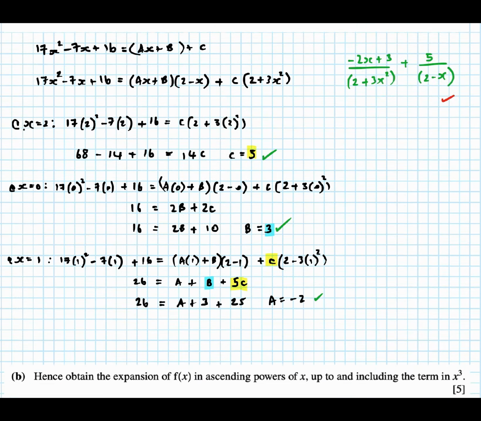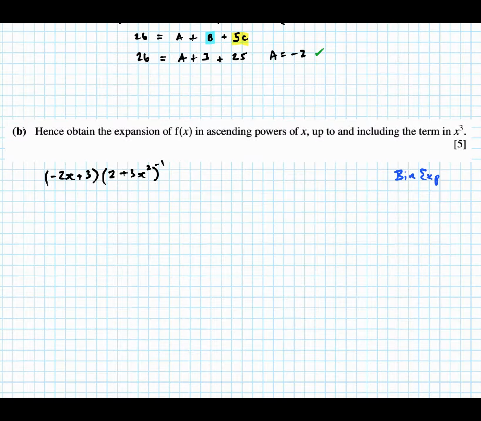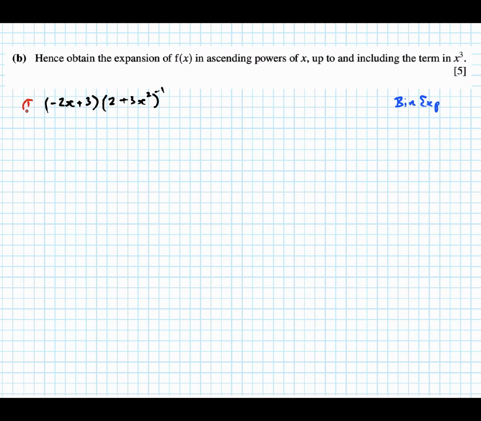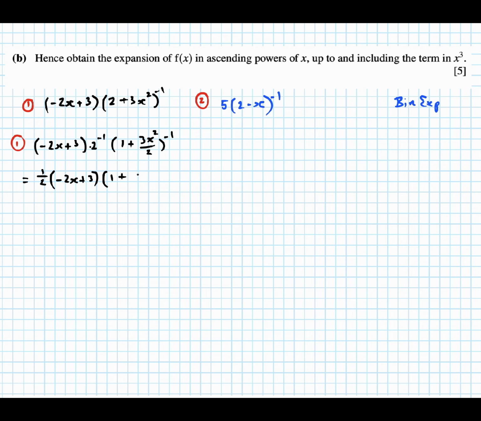And the second one will be 5 over 2 minus x, so 5 times 2 minus x to the power of minus 1. That's our second one we're going to write down now. Okay, first one, I need to change the constant in the first one. So I need the 2 to become 1. So we do 2 to the power minus 1, which is a half, and then 1 plus 3 over 2 x squared. So that bit has to be changed. We can only do it in that form for this particular technique. So put the half out front, and then everything else is straightforward.